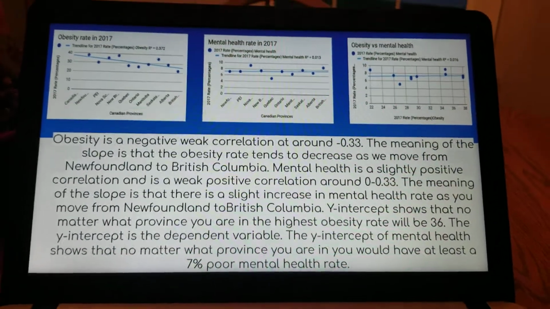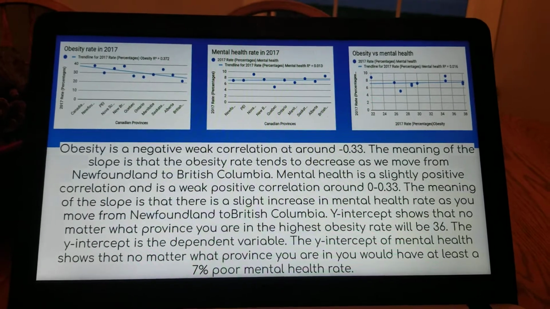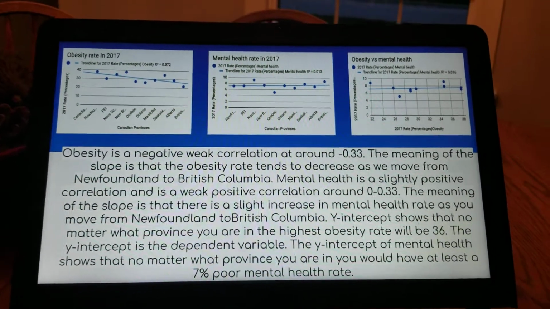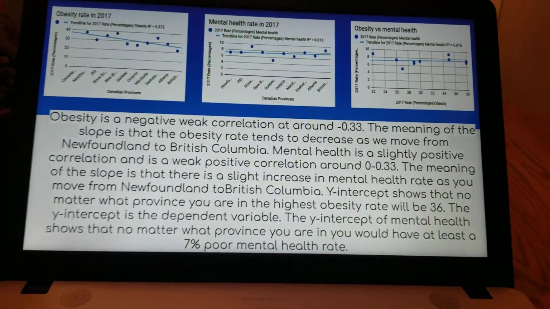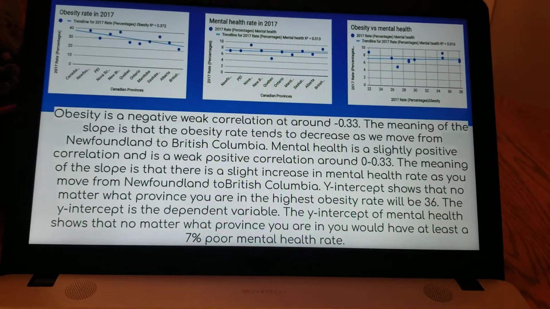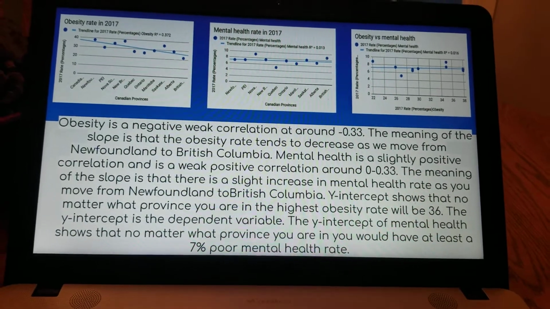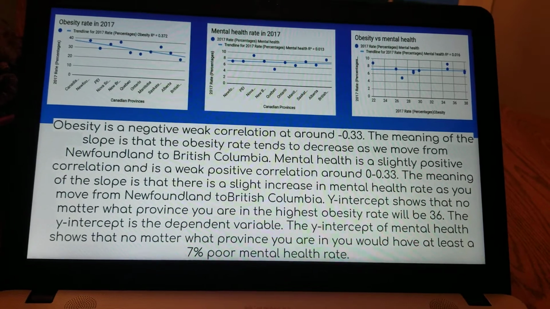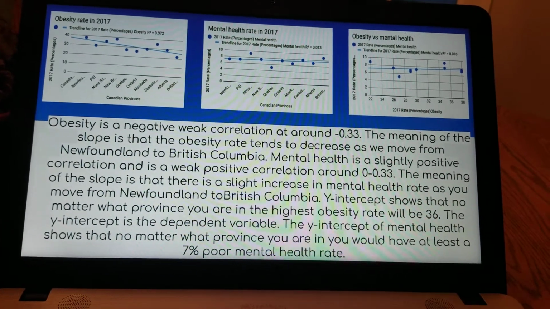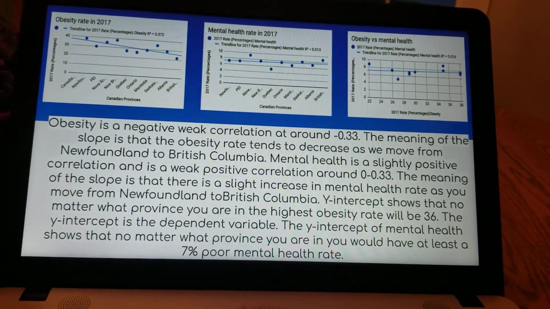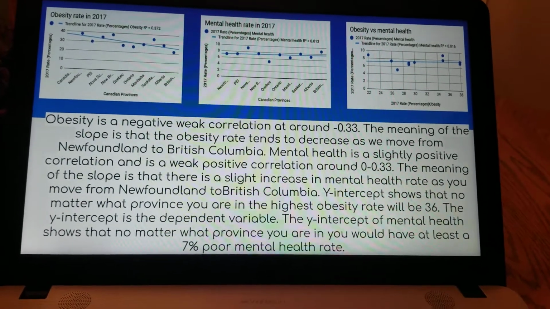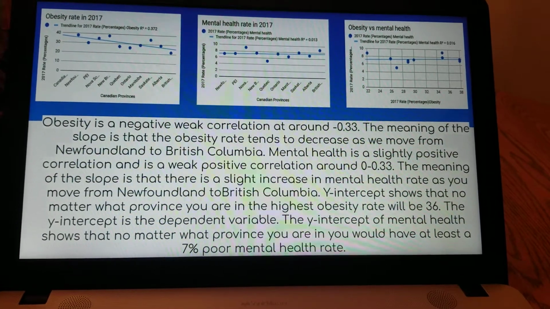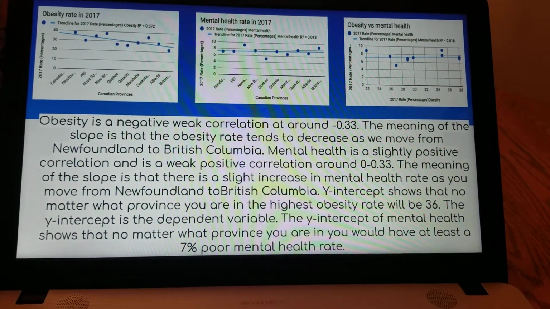So these are my 3 diagrams. It's obesity, mental health, and then the comparison between the two. So obesity is a negative weak correlation at around negative 0.33. The meaning of the slope is that the obesity rate trend tends to decrease as we move from Newfoundland to British Columbia. Mental health is a weak positive correlation around 0 to 0.33. The meaning of the slope is that there is a slight increase in the mental health rate as you move from Newfoundland to British Columbia.